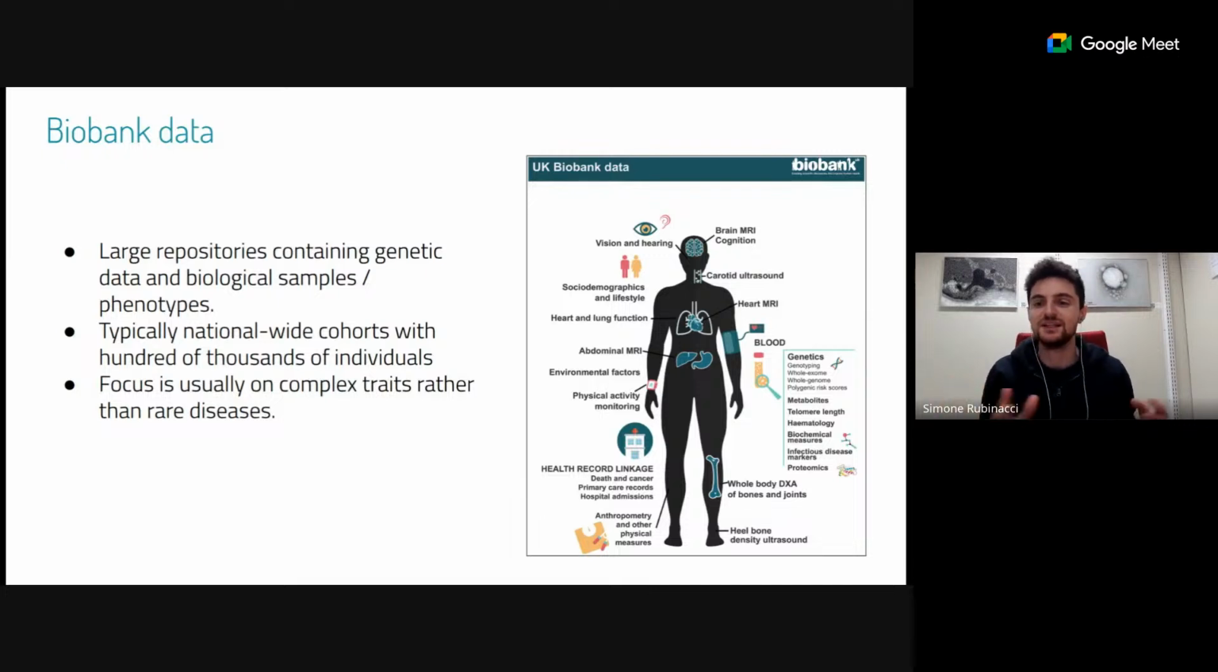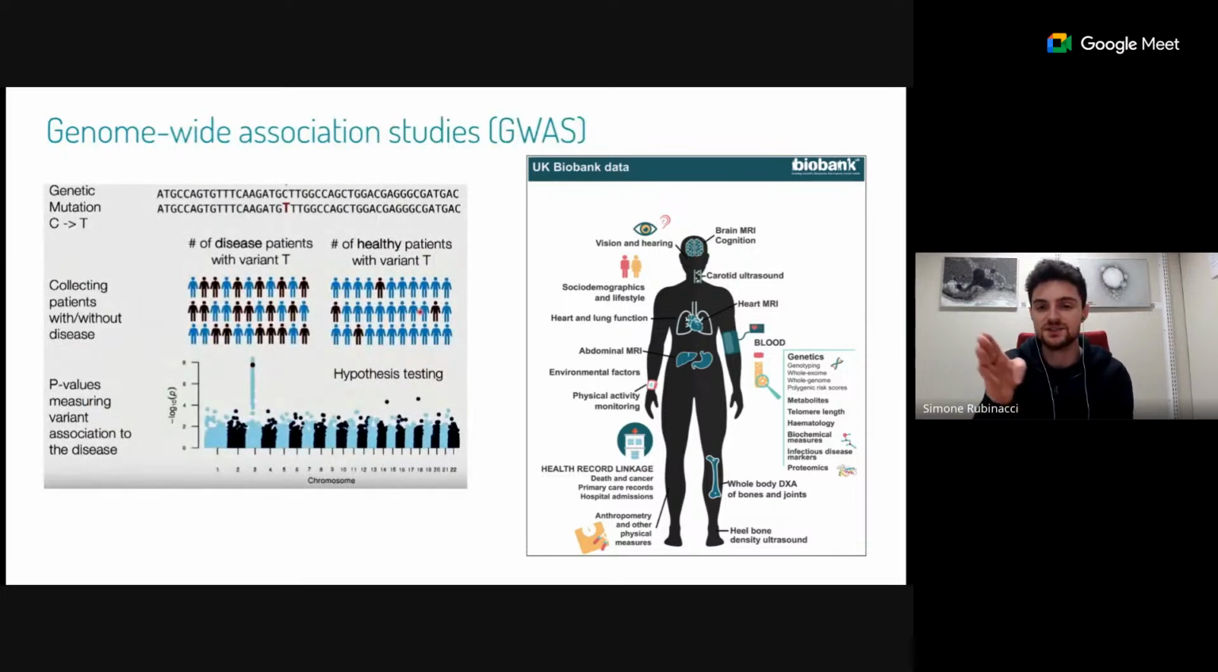And this is maybe slightly different to the focus of the talks we've been seeing in the last couple of days. The most famous of such examples is the UK Biobank, a cohort with 500,000 individuals, where we have genotype data, but even more importantly, large collections of well-curated phenotypes. And the overall statistical framework to find variants that are associated to diseases is to perform genome-wide association studies, or GWAS. And the intuition behind GWAS is fairly simple.